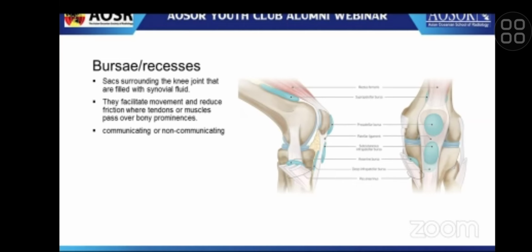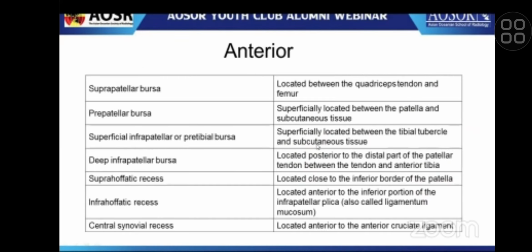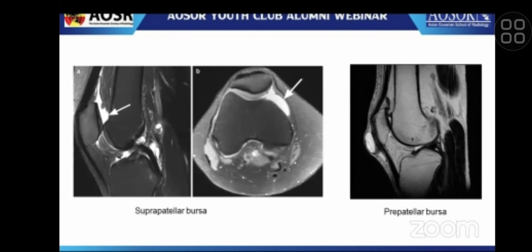Bursa are the sacs surrounding the knee joint that fill with synovial fluid. They facilitate movement between the muscles and the bony structures. They may communicate with the articular joint space or not. We can divide all recesses and bursa into 4 compartments: anterior, posterior, lateral and medial compartment. Let's start with the anterior compartment.